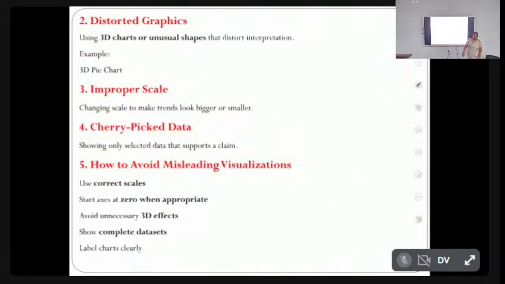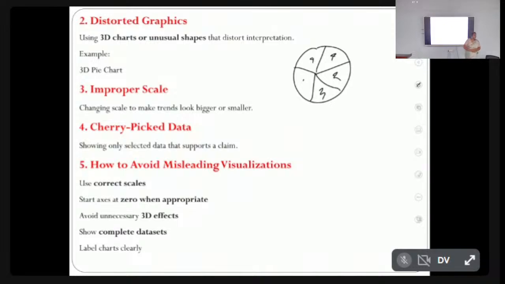Next one. Distorted graphics. Causes of misleading information is distorted graphics. What do you mean by distorted? A wrong image you are showing, right? Distorted graphics means, for example, this is a pie chart. I'm not giving you clear information. I'm just giving like this. I'm not giving any information about what this chart is, and what this part is, right? So this is an unusual information given to you, creating misleading information for you, right?